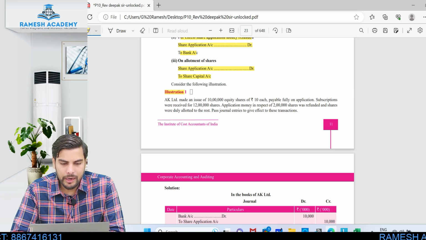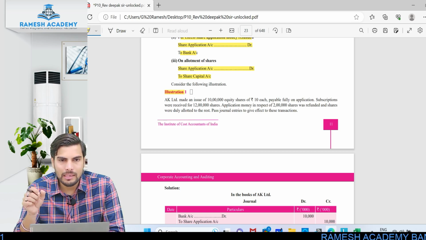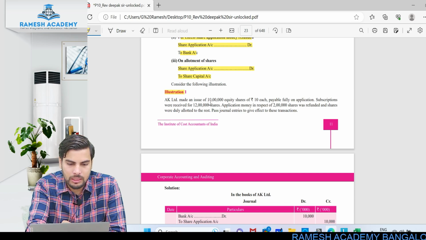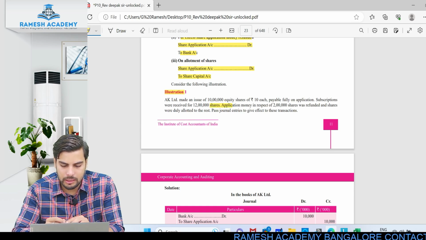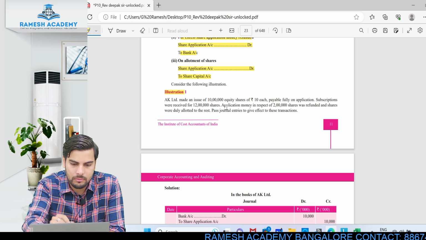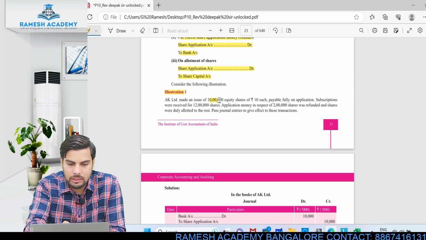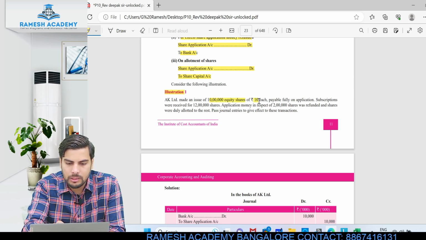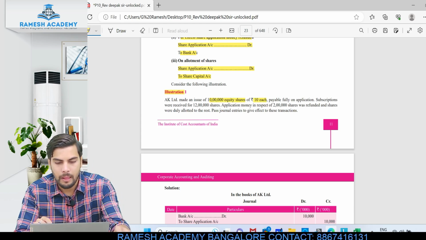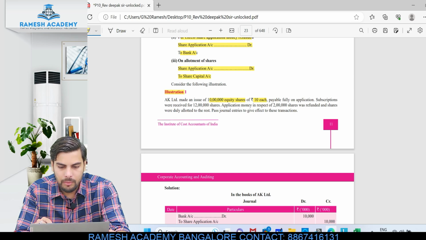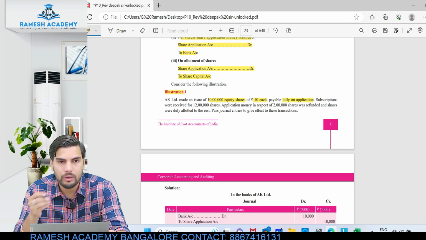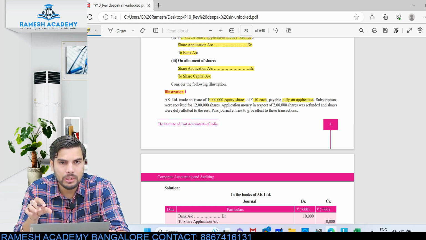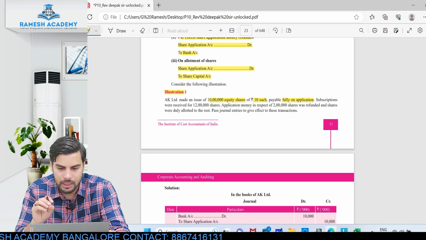AK Limited made an issue of 10 lakh equity shares of rupees 10 each. So 10 lakh is the number, and 10 rupees is the price per share, payable fully on application. Look at this, fully on application. So they're not collecting the amount in installments. The entire amount is collected in one shot, that is, in the application stage itself.